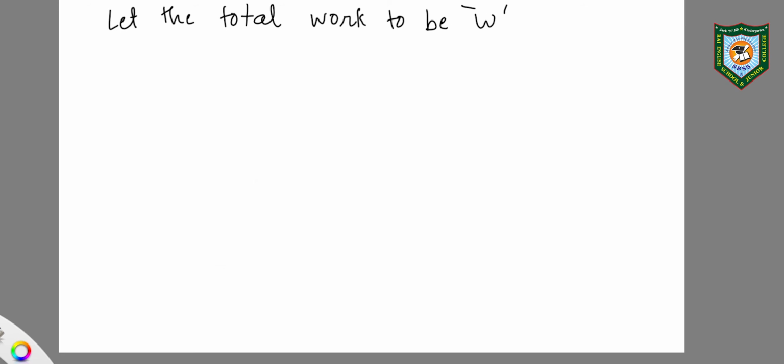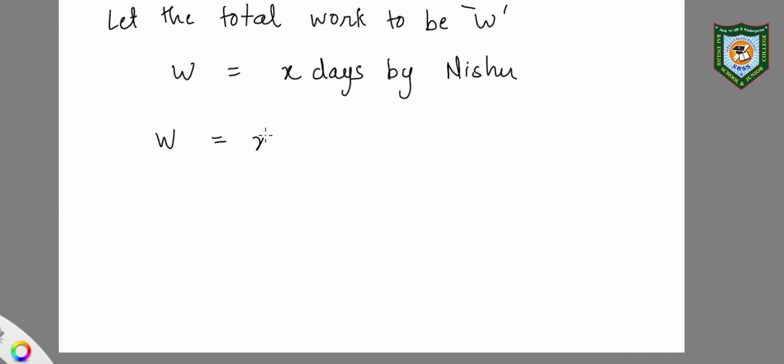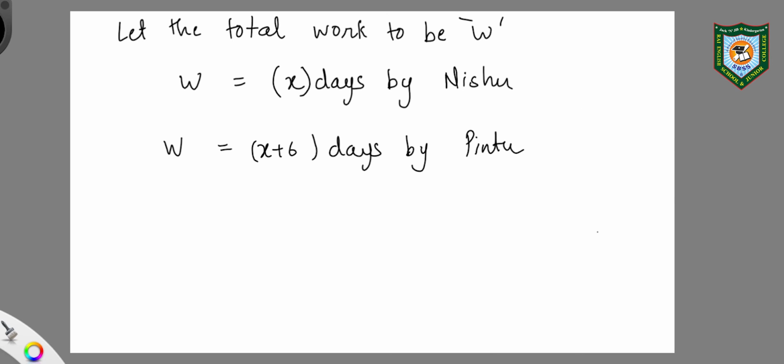So this means that W work is completed in X days by Nishu, and the same W work is completed in X plus 6 days by Pintu. Now, what we need to focus on is how to form our quadratic equation.